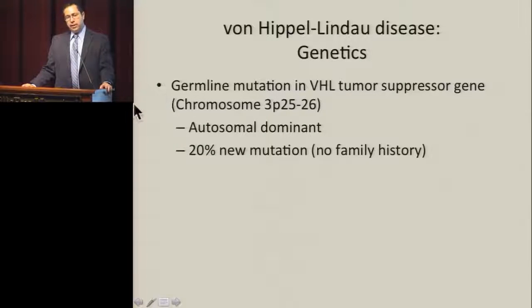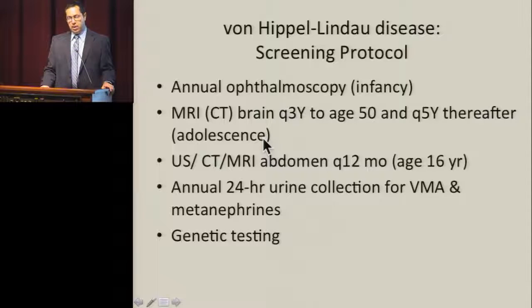As for genetics, they have a germline mutation in the VHL tumor suppressor gene, which is located on the short arm of chromosome 3. It's autosomal dominant, but remember 20% of these are new mutations, so you may have a patient with VHL and no family history. The screening of these patients is important. Of course, things are changing because now we have genetic testing, which is very sensitive. But still, this screening protocol is important.